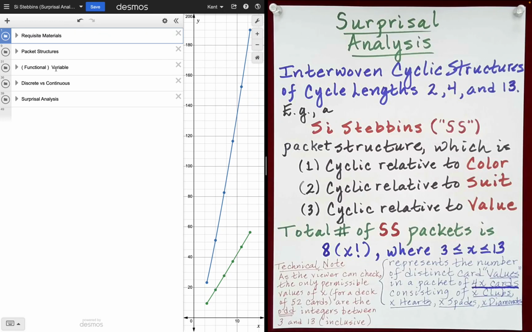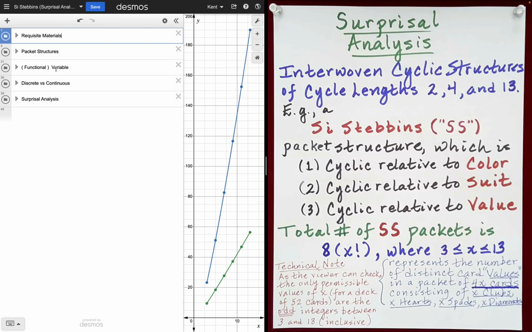This is our 5th video dedicated to the Gilbreath principle and finding surprisal values for Gilbreath performances. Today we will be looking at the most famous organization of a deck of cards. It's called the Si Stebbins arrangement of the cards.